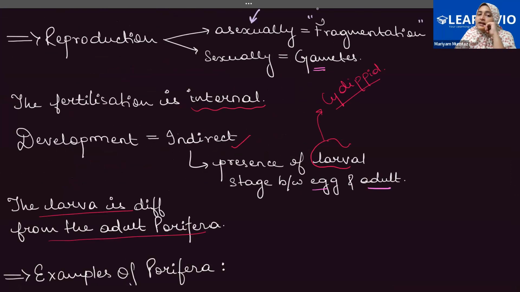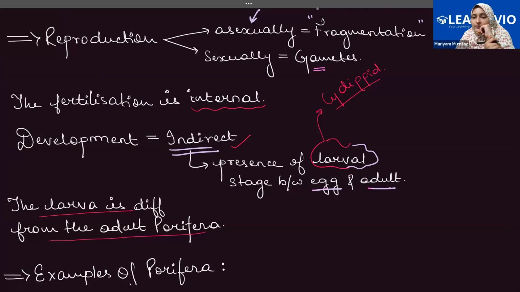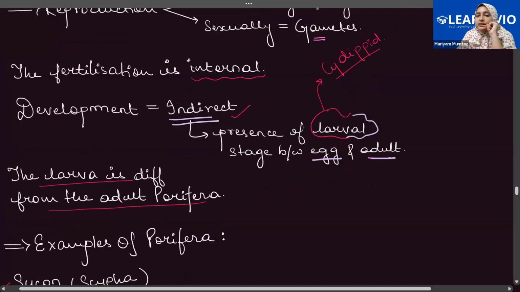Always remember that indirect development is the kind of development wherein the larval stage is present between the egg and adult stage. There is a middle stage which is completely different, just like a tadpole, right? Just like this: egg, caterpillar, butterfly, right? So there is again a middle stage. That kind of development is known as indirect development.